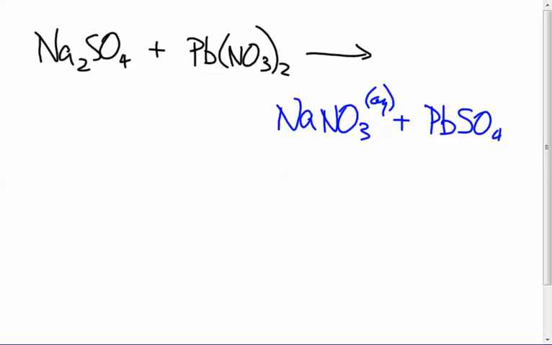What about the lead sulfate? Lead II sulfate. All sulfates are soluble except for, and one of the exceptions is lead II. And so that tells us that this is going to be a solid precipitate.